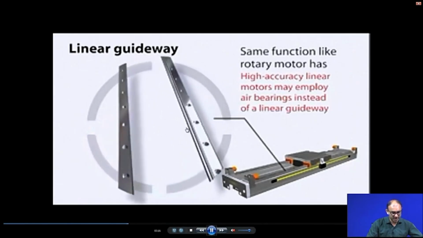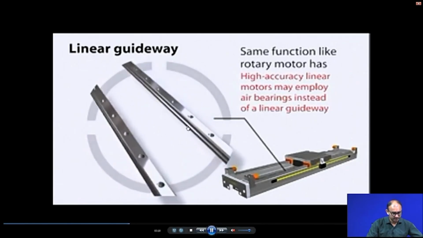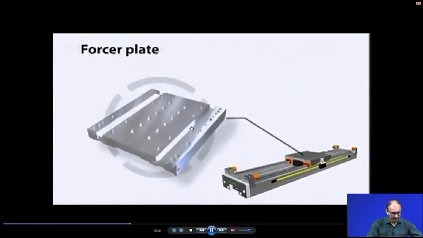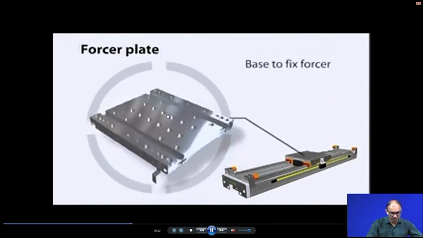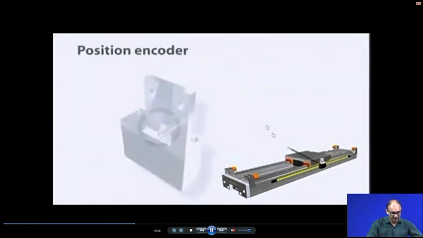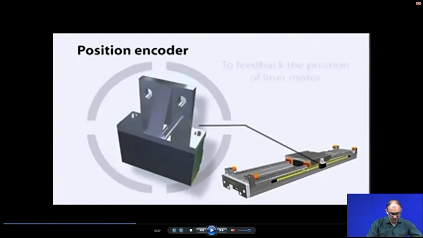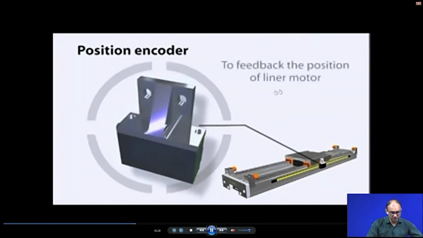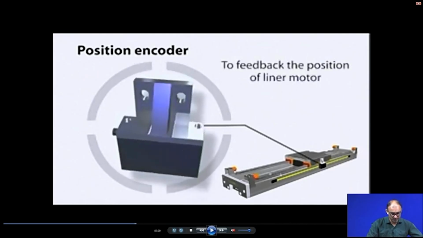So, these are the linear guideways, and this is the forcer plate on top of that. It is the base to fix the forcer, and after that you put something on top. This is the position encoder. It gives feedback to position the linear motor, so that you can tell how much movement the motor has performed in the linear direction.